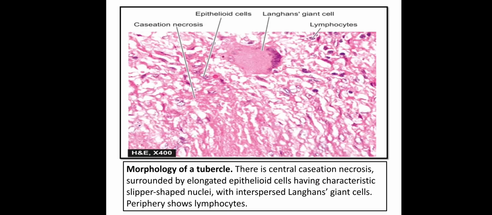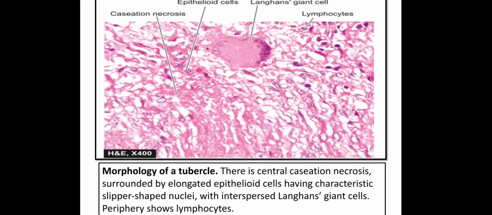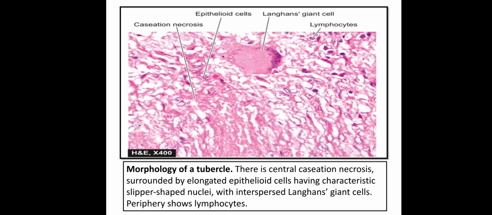This is the morphology of a tubercle, where caseating necrosis, epithelioid cells, Langhans giant cells with multiple nuclei and lymphocytes are seen. Then the periphery will show some lymphocytes too here.